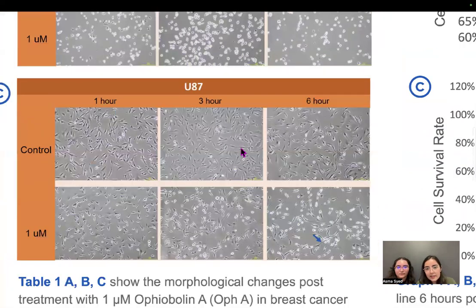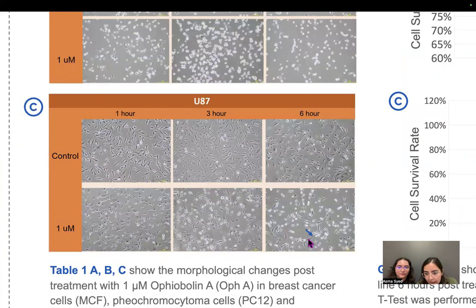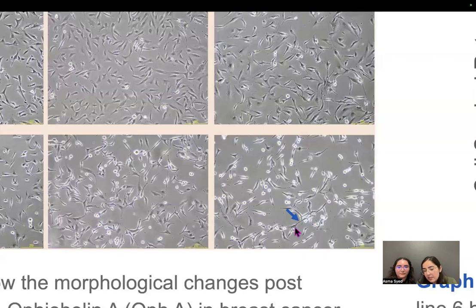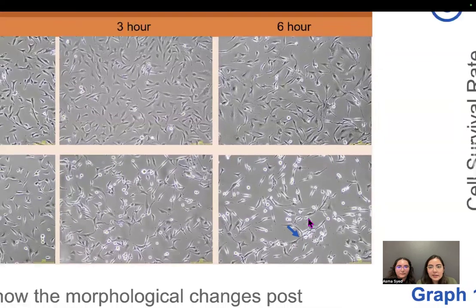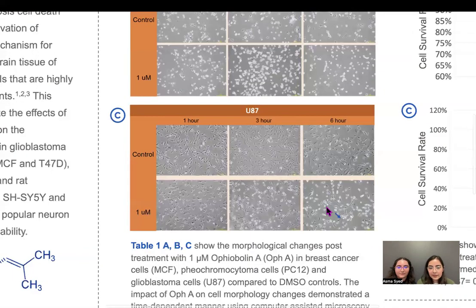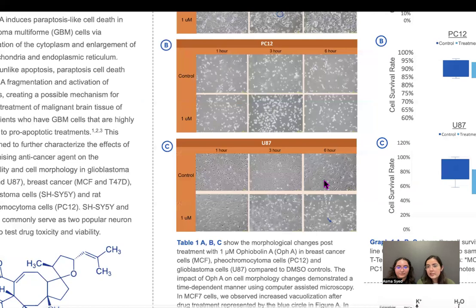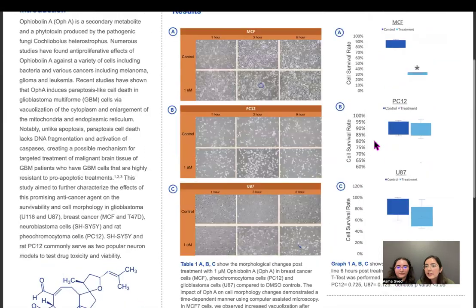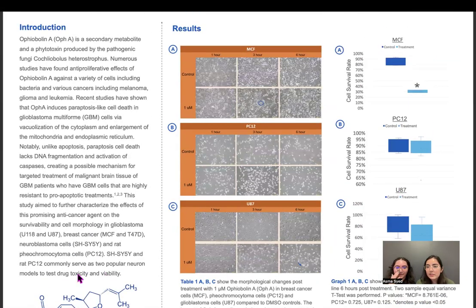And then for our U87 cell line, as you can see in our arrow, after 6 hours of drug application, we saw some elongation of our neurons, both the body and also the projections, as compared to 6 hours of our control, just DMSO. The DMSO still shows healthy glioblastoma cells, but the drug application shows some morphological changes that are seen in a time-dependent manner. So those are just our results from imaging. And then here on the right, we continue into our results section.